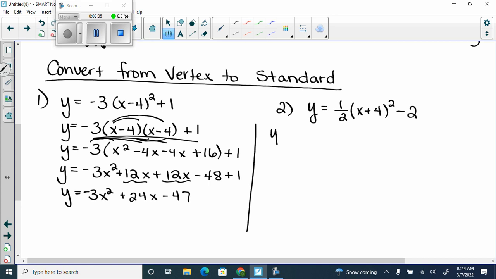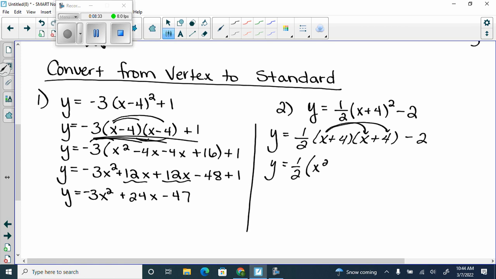So this one, we're going to write 1/2, and then we get x plus 4 times x plus 4. The moment I put a fraction, for you guys, I get a little scared, because you often quit. No, not today. So we're going to follow the same rules. We're going to distribute. So we're going to get y equals 1/2, then we do first x times x, which is x squared. Outside, x times 4, 4x. Inside, 4 times x, 4x. Last, 4 times 4, which is 16. And then subtract the 2.